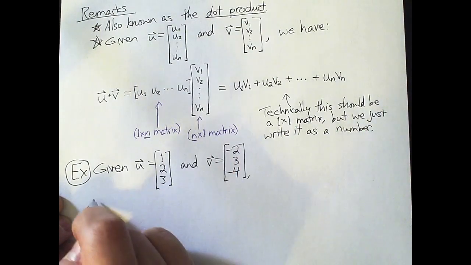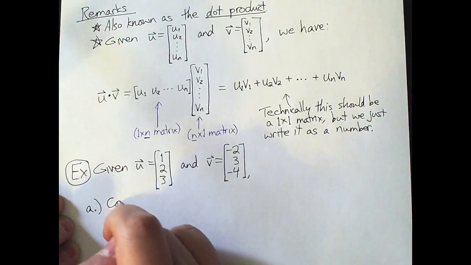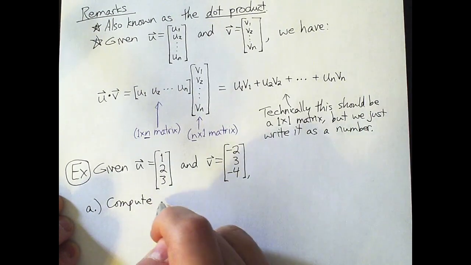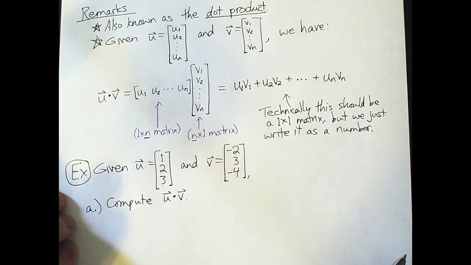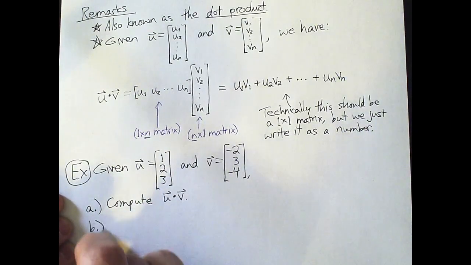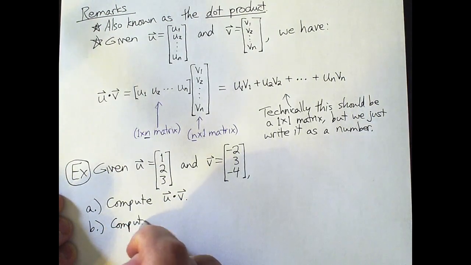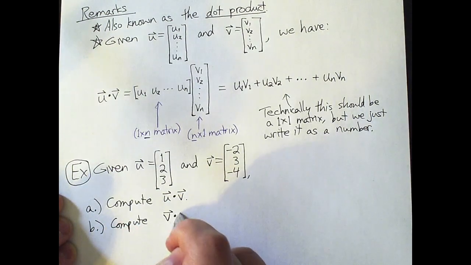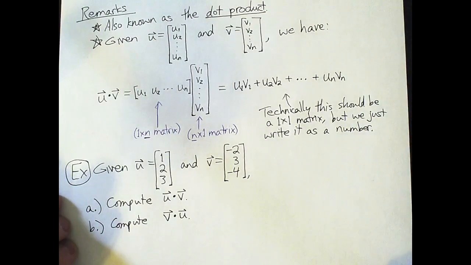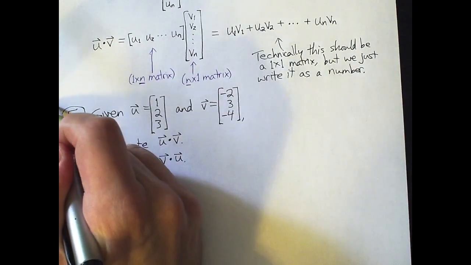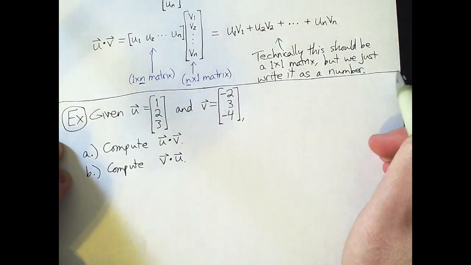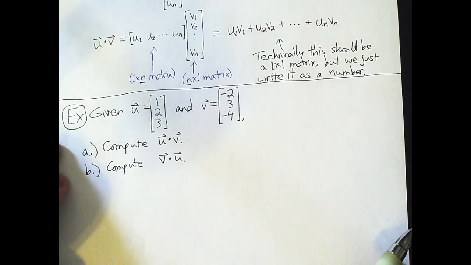And I'm going to have two parts to this question. I'll do part of it, and then I'll ask you to do part of it. First, we're going to compute the inner product of u and v. And then we're going to compute the inner product of v dot u. We don't know if they're going to be the same or not, right? Let's investigate this by doing an example. So I'll get this one started for us. I'll do part A, and then I'll ask you to try part B. But there it is in case you're writing it down.